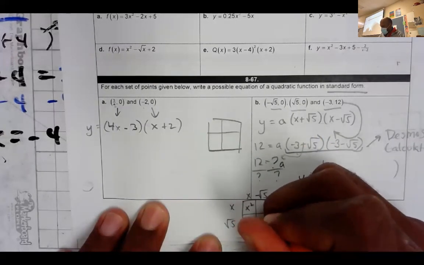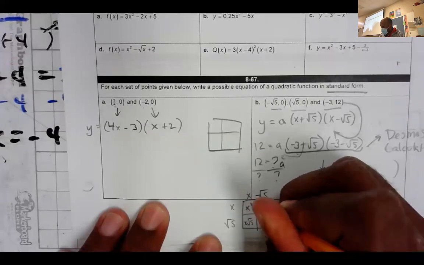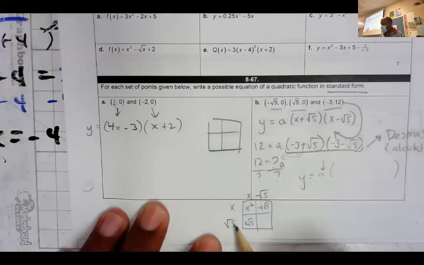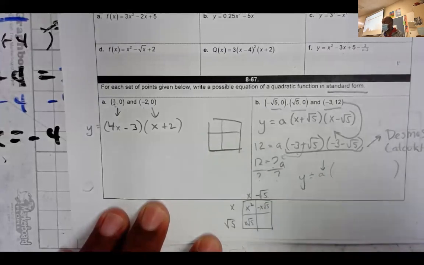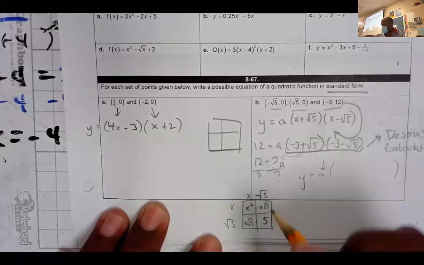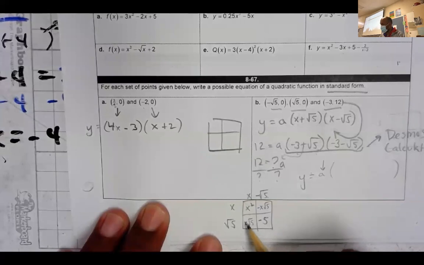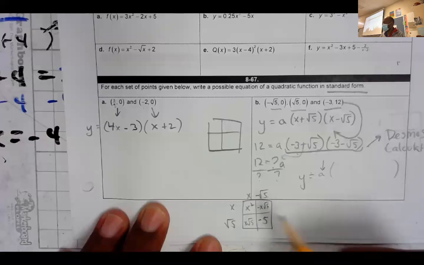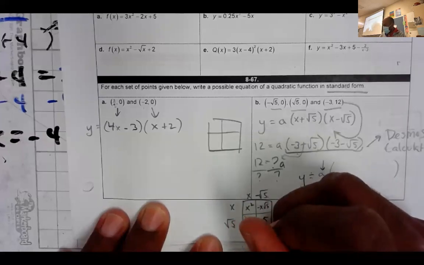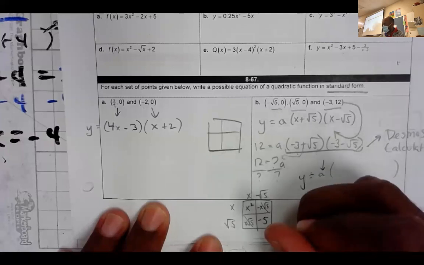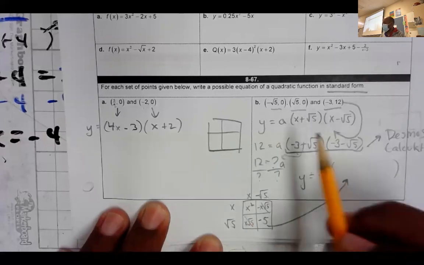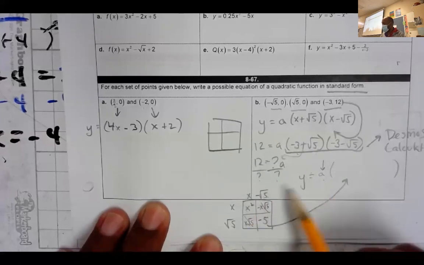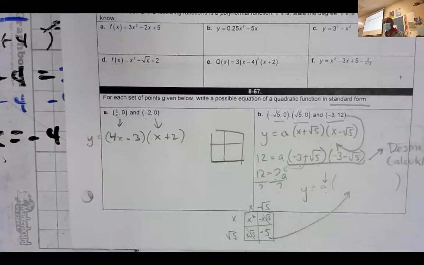So here I got x times square root of 5 minus x times square root of 5. Now we have to remember when I multiply two square roots, square root of 5 times square root of 5 is just 5. But one of them is negative, so it'll be negative 5. Also notice that these are the same number, but one is negative. So then what happens to those two? They cancel. So really, I just have x squared and minus 5, which you're going to need to put in there. And then once you have your a value, you're going to multiply it times those two numbers. Okay.